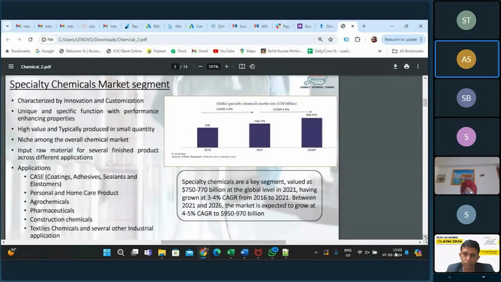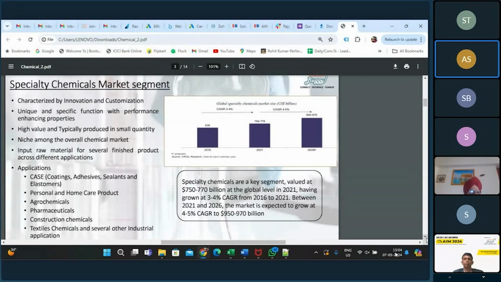So they are not just regular chemicals, but they are tailor-made solutions which go into finished products. They are unique and have specific function with performance enhancing properties.